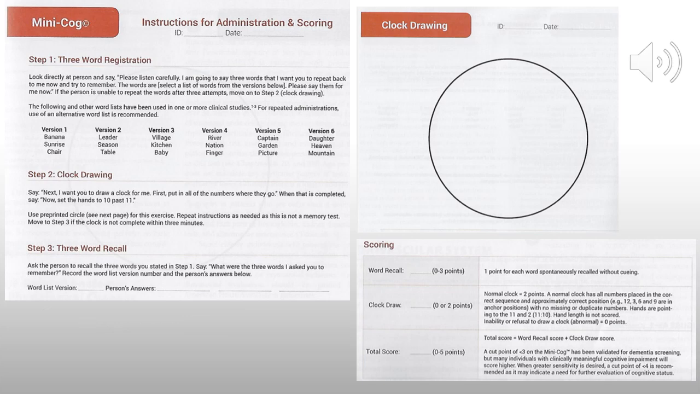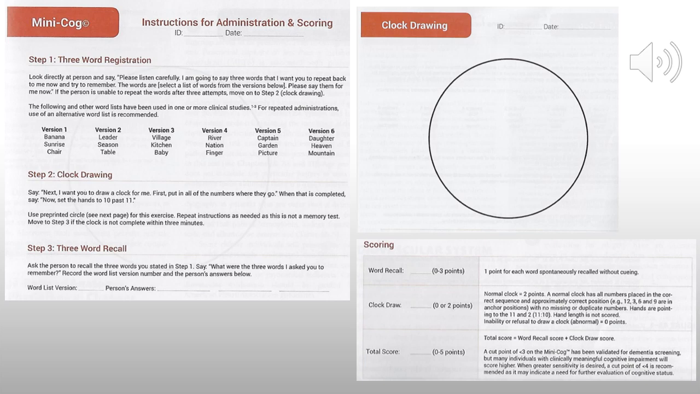So here is an example of this Mini-Cog examination. It gives you examples for the 3 words you can use, and you mention that to the patient you are about to examine. You give him some time to go through that. Please listen carefully. I'm going to say those 3 words, and I want you to repeat them back to me and try to remember them. Then you ask him to draw a clock, as given here as an example.